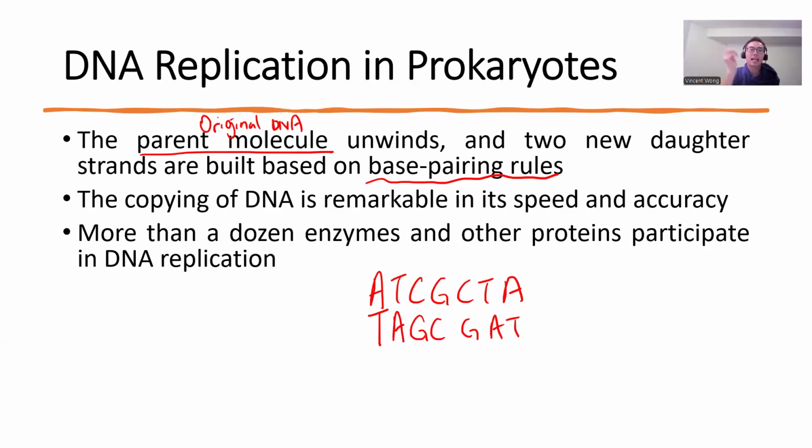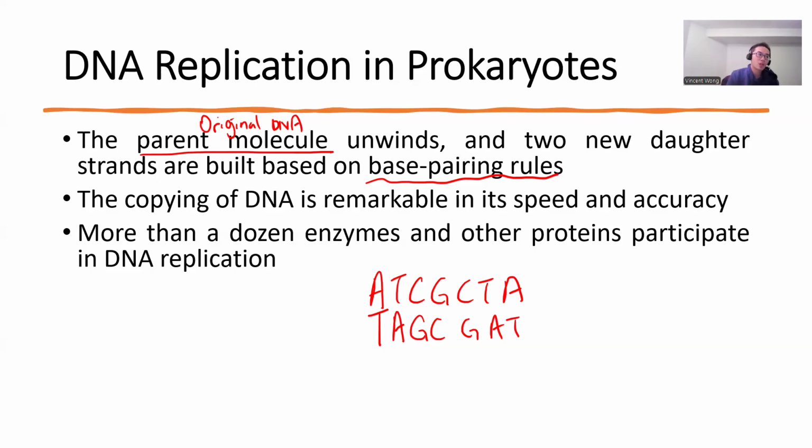The copying of DNA is very accurate and very fast. Take E. coli, for example. There are over 4 million base pairs in all of its DNA, and it's able to copy all of this DNA at a rate of 1,000 base pairs per second. Yeah, that's very fast. That's like copying 1,000 of these ACTGs every second, right?